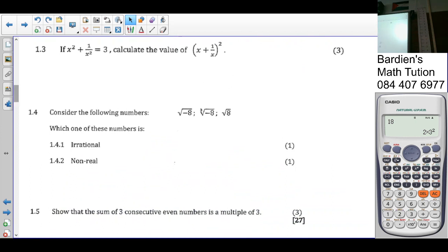Alright, next. If x squared plus 1 over x squared is equal to 3, calculate the value of x plus 1 over x, all squared. So one of two things I can do. I can either work with that first, or I can work with this one. I'm going to go with working with the one in the bracket first. It's going to be easier. So this is a binomial square.